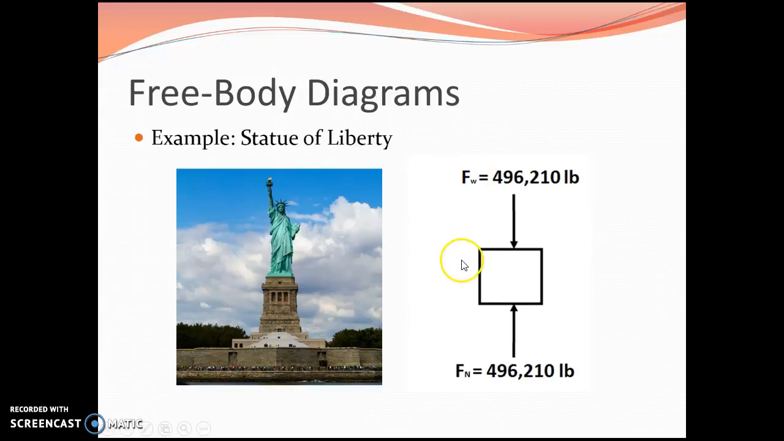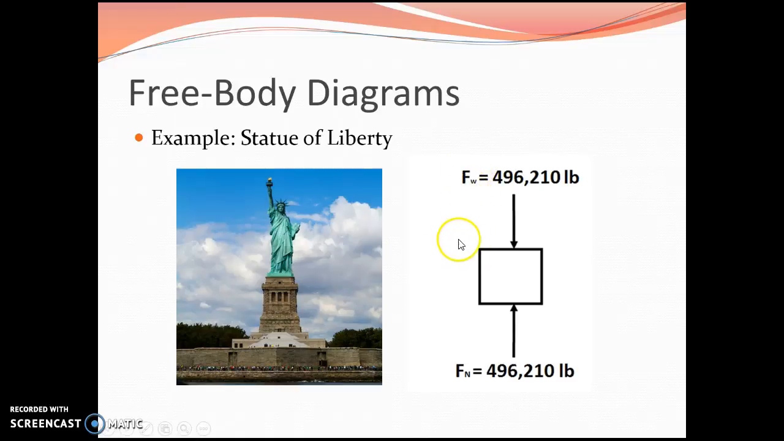Notice I put all the forces that are acting on the Statue of Liberty. So FW, that's always going to be force of weight. So anytime you have an object, it obviously has a weight. You're going to call that FW. If you have multiple weights, then you might want to say force of weight liberty, for instance. You put the W in subscript.